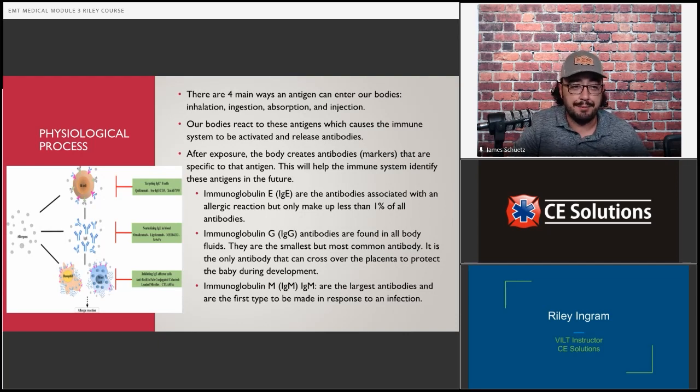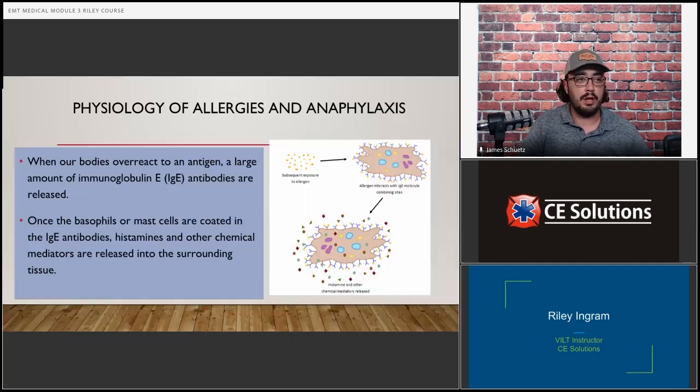And then IgM are the largest antibodies and are the first type to be made in response to an infection. All right, those are kind of like your pawns, if you will. They send those guys out there knowing what their fate is. But it gives us the chemical marker we need in order to create IgG and IgE, right?